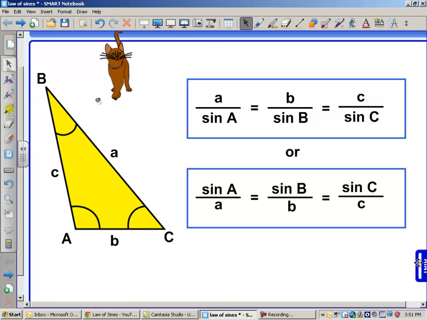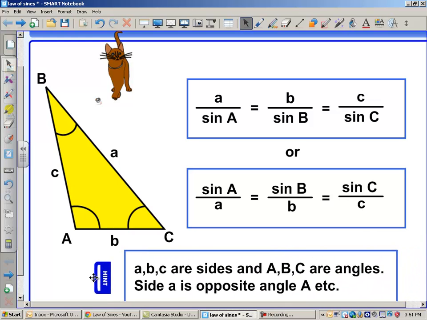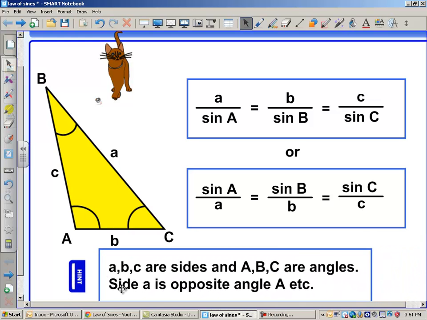Also, please write this down so I don't have to answer this 20 times in class. Side A is opposite angle A, side B is opposite angle B, and side C is opposite angle C. So what we're going to be doing is basically just cross multiplying. This is so easy. Love Law of Sines.